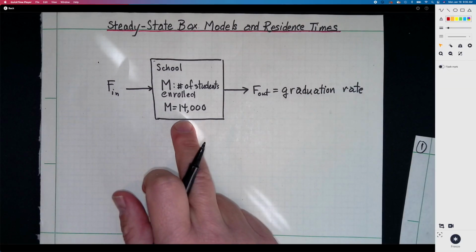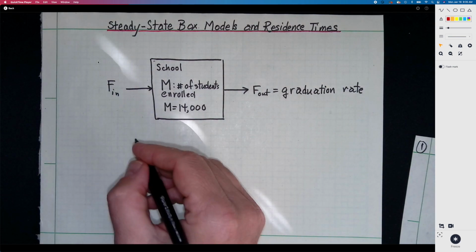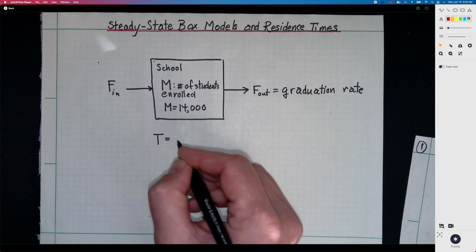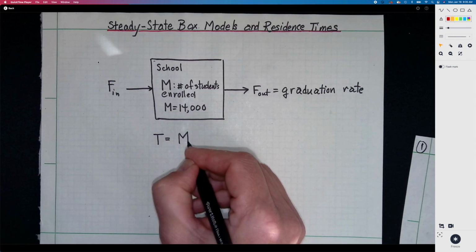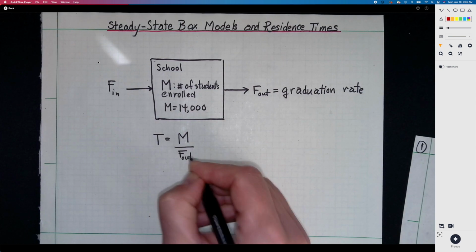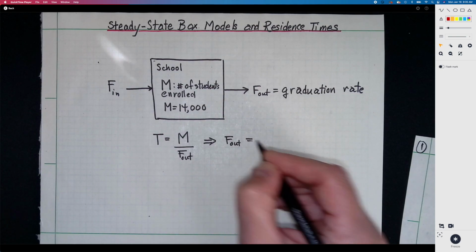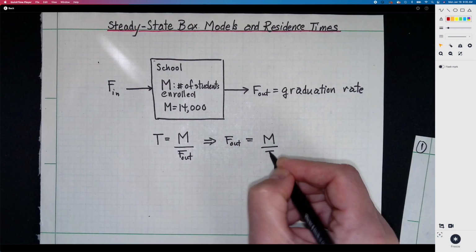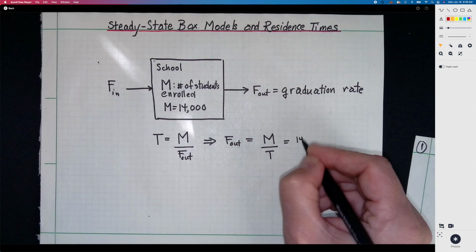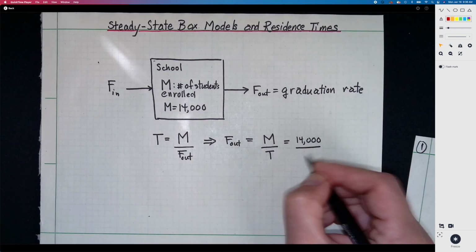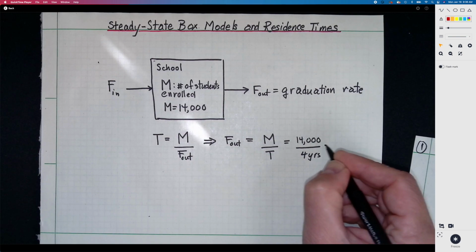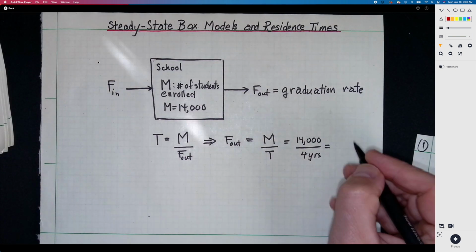So this is a problem in which we know the residence time. It takes 4 years to graduate, and since no students flunk out and there are no transfers, we know that every one of the students spends 4 years in the college. If we use the residence time formula, T is equal to M divided by flow out, we can rearrange to get flow out is equal to M divided by T. In this case, we know that M is 14,000 and T is 4 years. The graduation rate, the flow out, is 3,500 students per year.